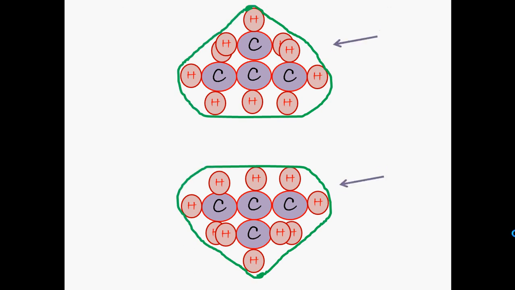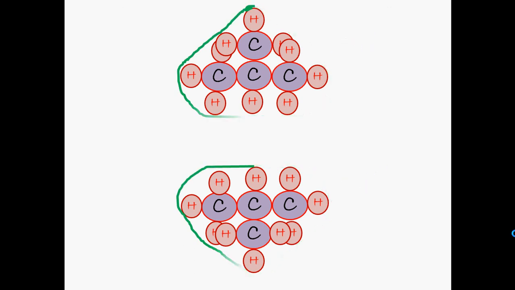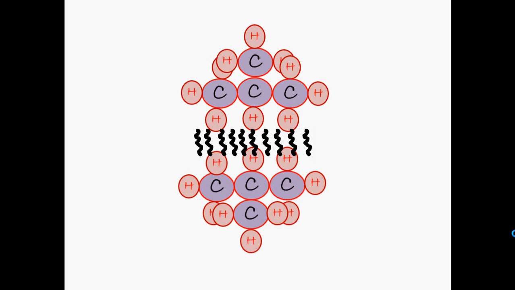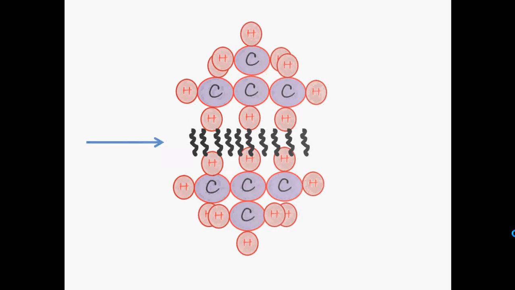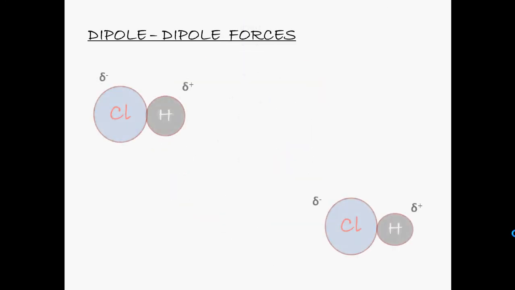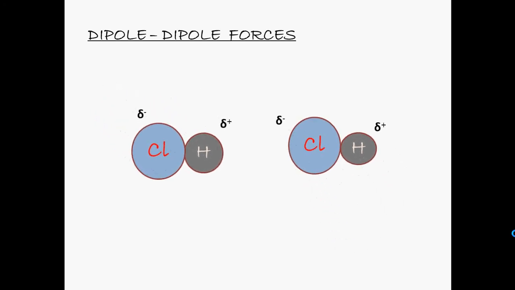Next one is dipole forces. It occurs in polar molecules, for example hydrogen chloride. In polar molecules, the negatively charged part of one molecule attracts the positively charged part of another molecule, for example the hydrogen of hydrogen chloride. The forces arise as dipole-dipole, which can be defined as attractive forces between the positive end of one polar molecule and the negative end of another polar molecule.